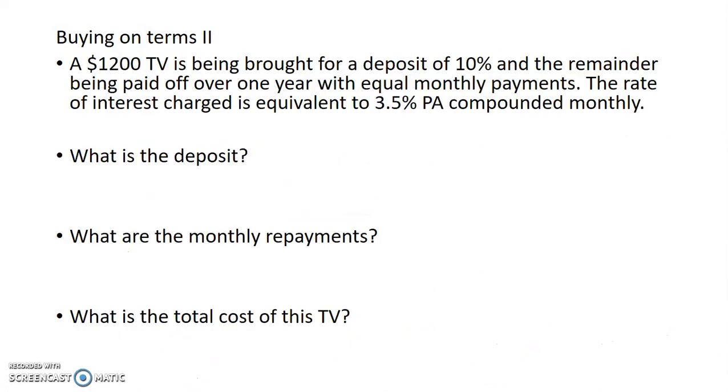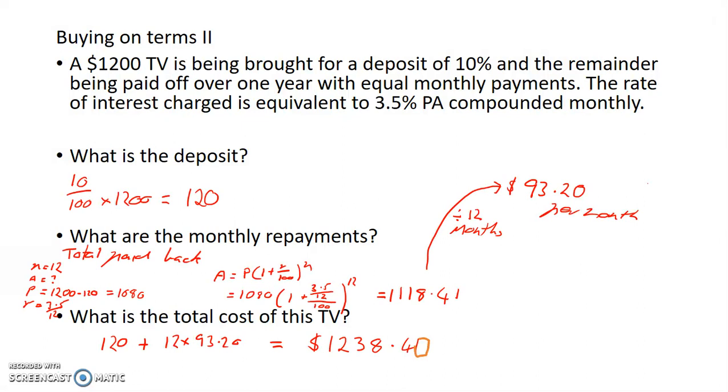Second buying on terms problem. We work out the deposit. The deposit was 10%, so 10 over 100 times $1,200 is 120. What are the monthly repayments? We need to work out how much we have to pay back first. The question said it's a compound problem, so we have to use the compound interest formula or possibly Financial Solver to work out how much we have to pay back. We are paying it back over 12 compound periods. 1 year times 12 months is 12.